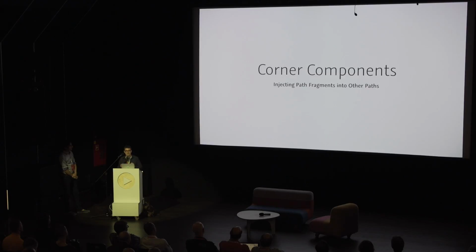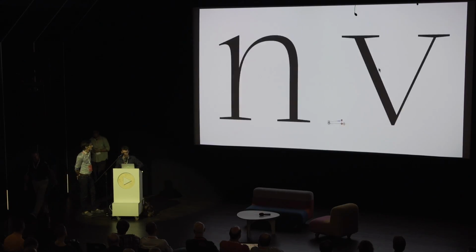Corner components. Now we know components, we can inject, we can place a complete shape inside another shape, but wouldn't it be great to have a path fragment injected into other paths? Well, it turns out you can do that. It's called a corner component. You can use it, for instance, for serifs.